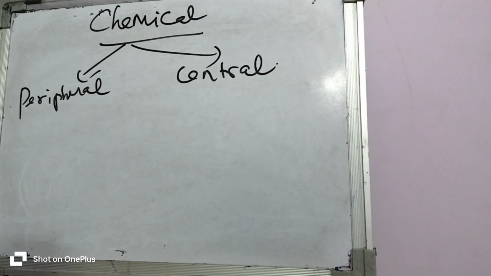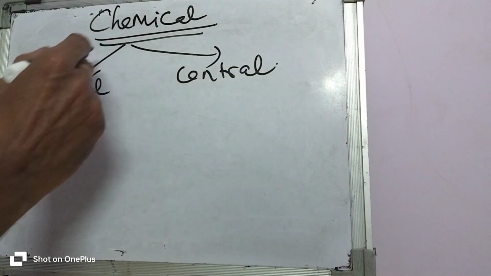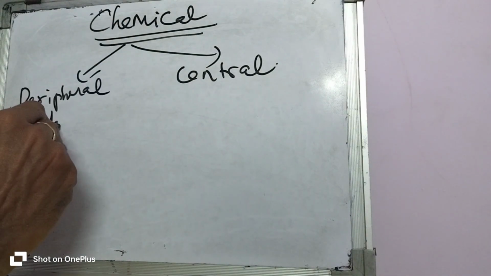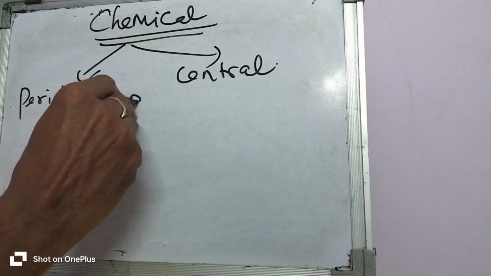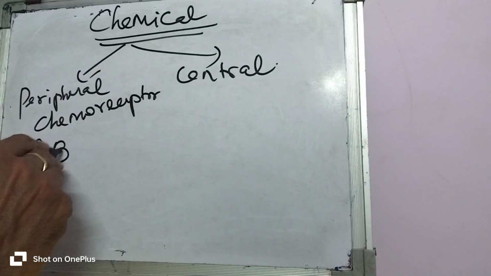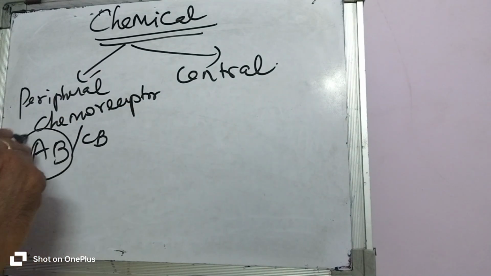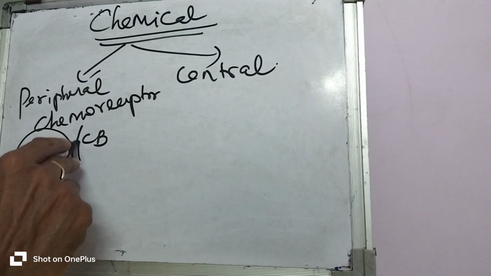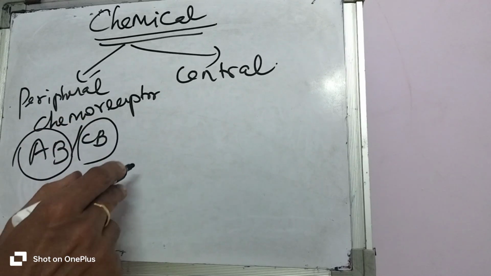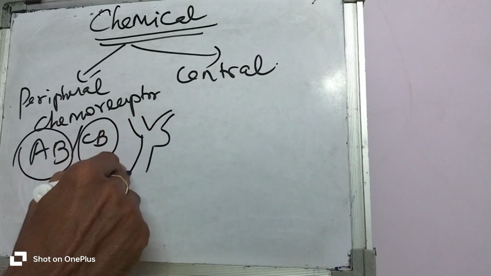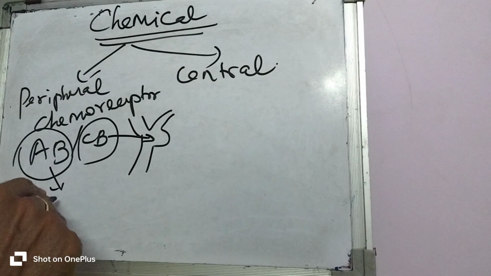Now under chemical regulation, the chemicals will alter the respiration by activating or inhibiting the respiratory centers. One is done by the peripheral chemoreceptors, which are located in the aortic body and carotid body. The aortic body is located in the arch of aorta, and the carotid body is located in the carotid sinus, the bifurcation of the common carotid artery.